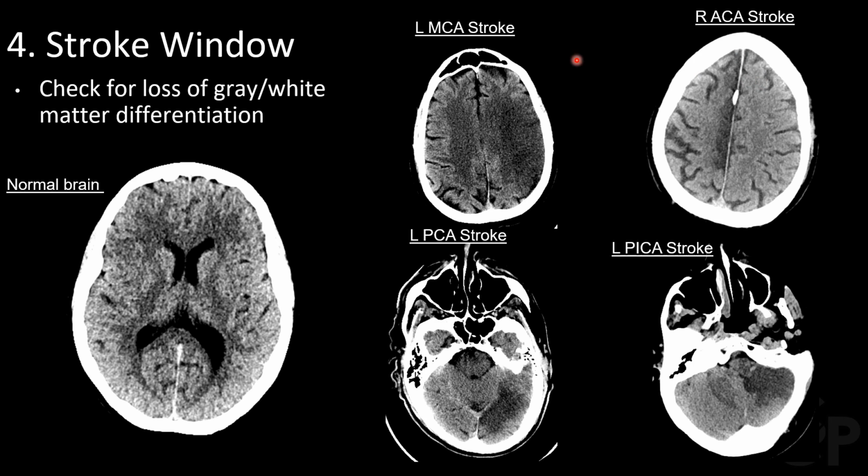You'll see the same phenomenon in all four examples, just in different territories. So in this patient's left MCA territory here, they have loss of gray-white matter differentiation and a region of remaining hypoattenuation. And you can see the same findings in this patient's right ACA territory, this patient's left PCA territory, and this patient's left PICA territory.